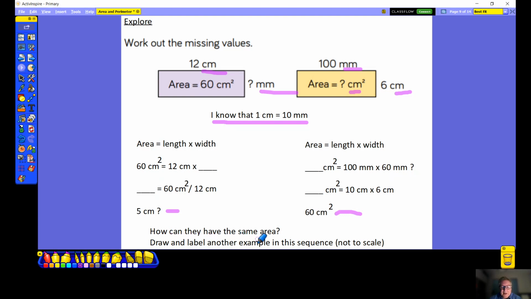How can they have the same area? Can you explain that for me, please? Have a go. Draw and label another example in this sequence. And just like these, don't draw them to scale. Pause the video, have a go at those 2 questions. Make any corrections.